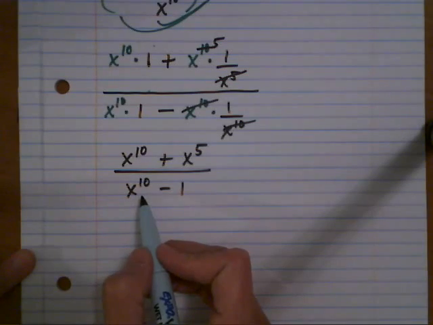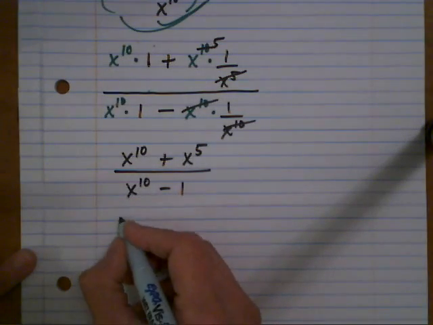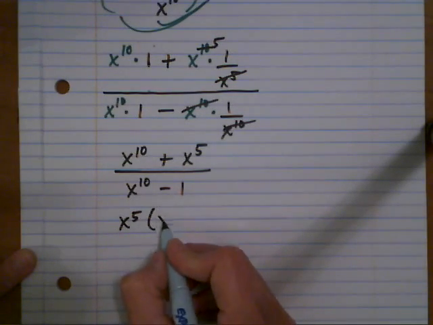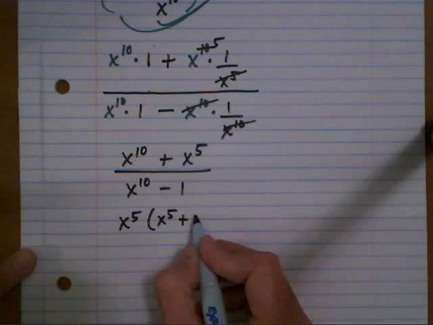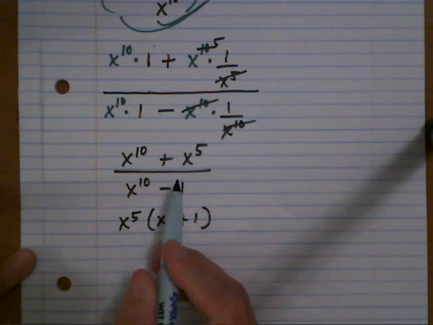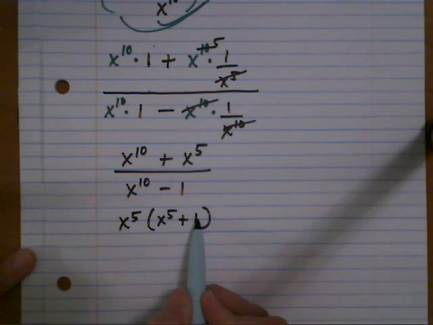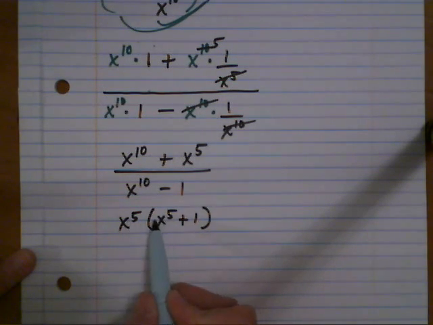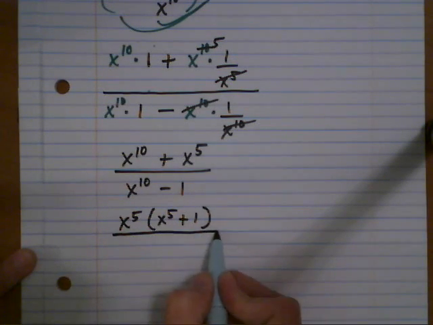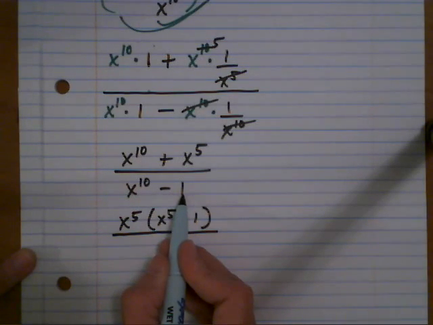So first, factoring the numerator, we have an x to the 5th we can take out, and that leaves us with x to the 5th plus 1. Just double check to make sure that is the correct factoring. If we were to multiply x to the 5th onto both terms here and distribute it, we'd get x to the 10th plus x to the 5th. So that looks good. Now the denominator, x to the 10th minus 1, is a difference of 2 squares.